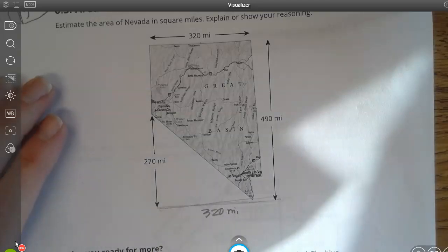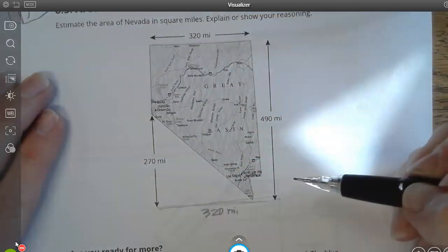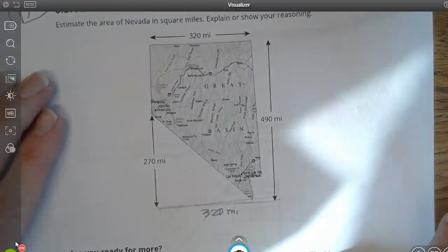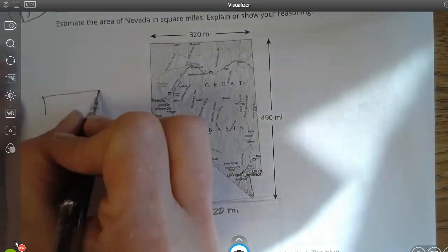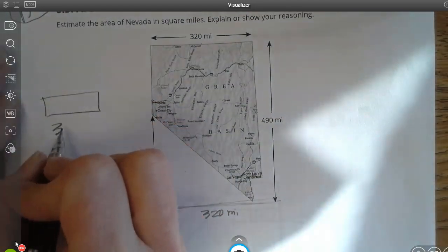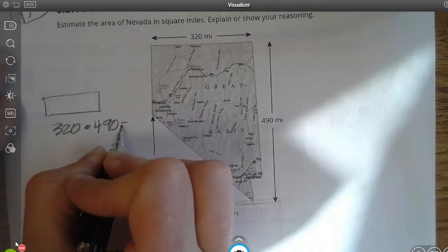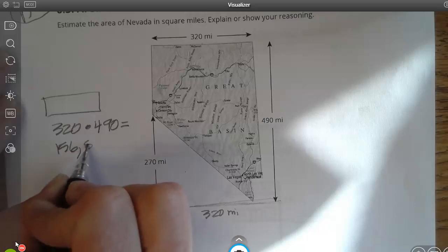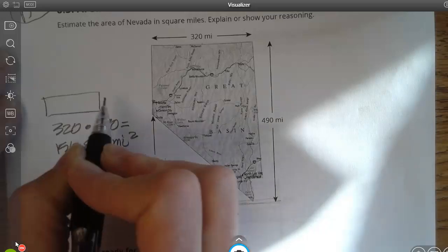So if we just estimate and pretend this is one big rectangle, we have really a rectangle with a triangle that we need to take out of it. And we're not going to worry too much about this little part right here. So to find the area of the rectangle, we're going to do length times width. So 320 times 490. And that will be 156,800 square miles for the whole rectangle, okay?